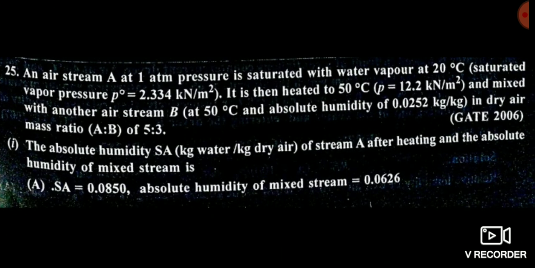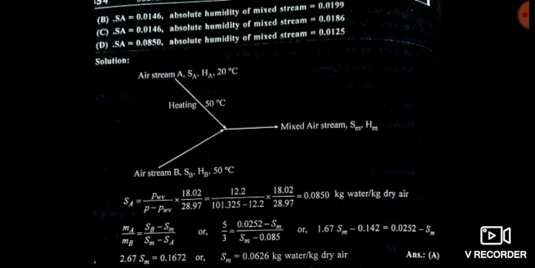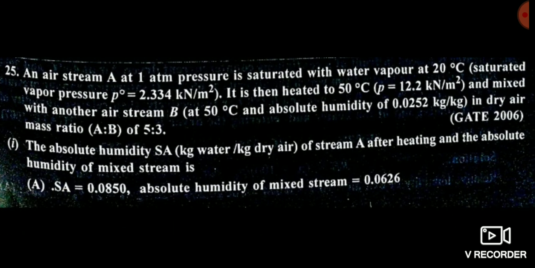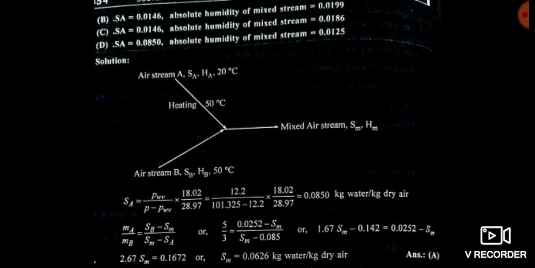Friends, from here we can conclude that either answer D or answer A is going to be correct. Answer B and C are neglected. Now friends, here it has said that they are mixed in the ratio of 5:3. So you should easily use the ratio of both the mixture. Means MA by MB is equal to SB minus SM divided by SM minus SA.